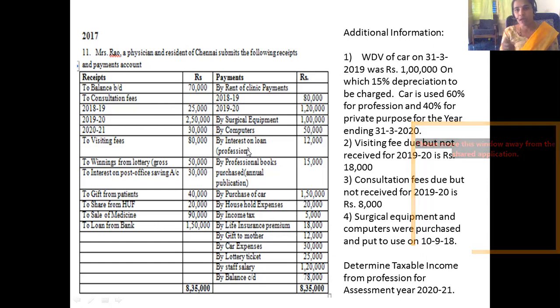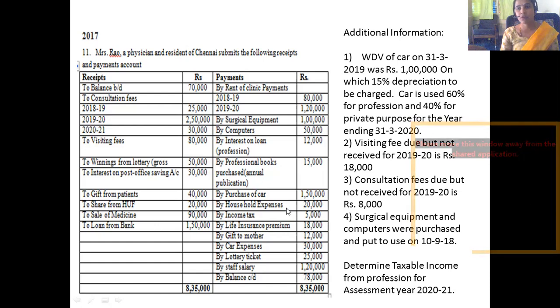Car: the rate of depreciation is given to you in the problem. One more thing you should take into consideration: we never take up the written down value. Whatever is given in the problem, we take up. Whatever is the purchase value of the car will be taken up. Don't confuse yourself. So we go with 1,50,000 into 15%, and 60% is used for the profession, as very clearly given in the first adjustment. So 1,50,000 into 15% into 60%.